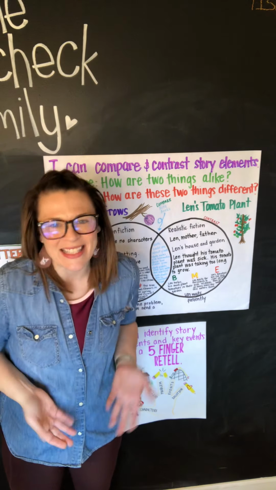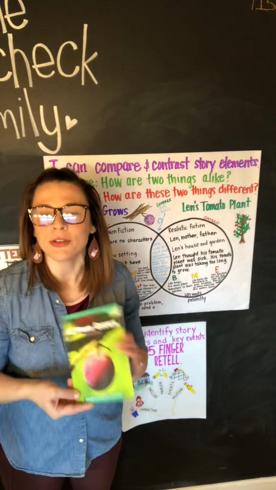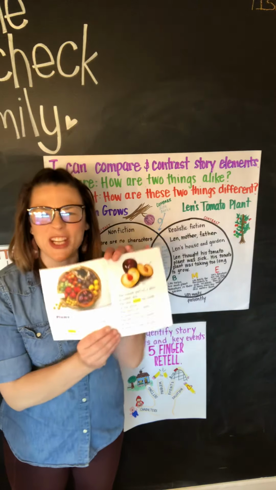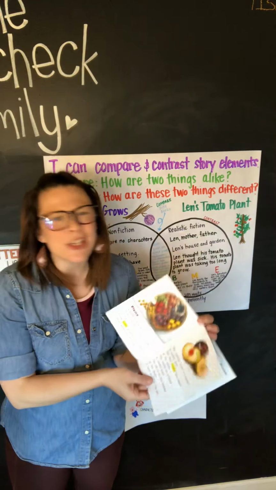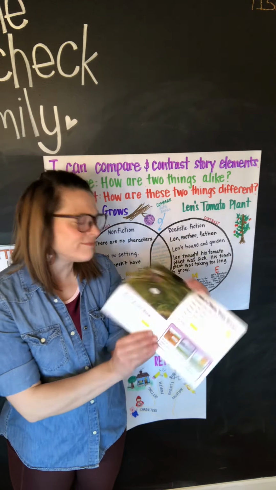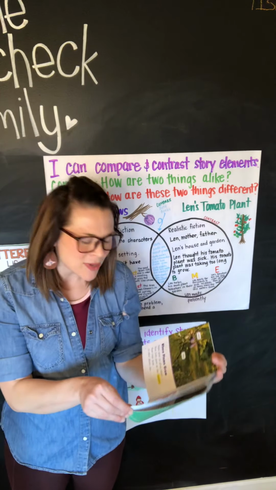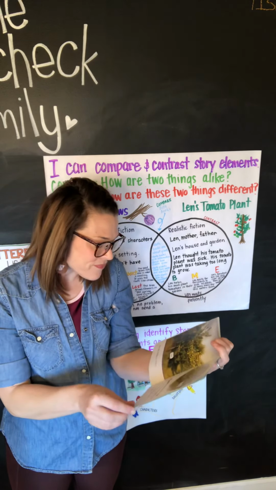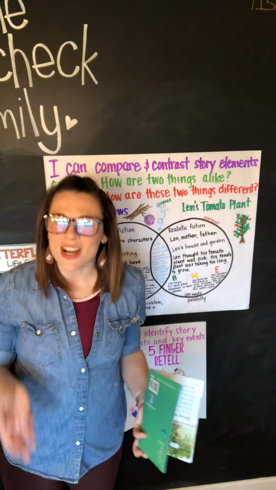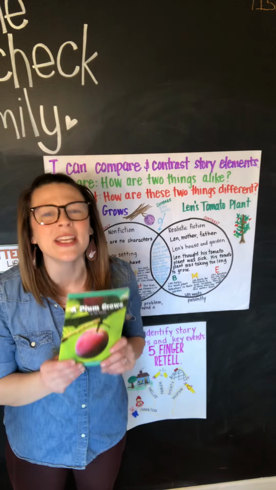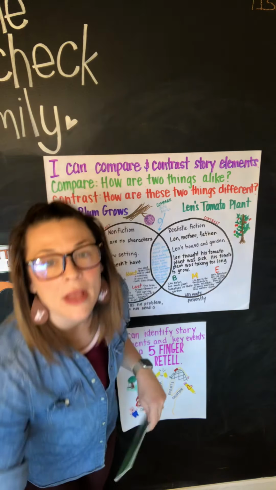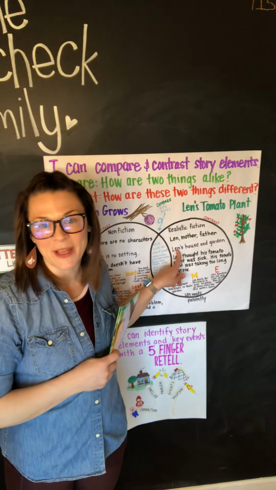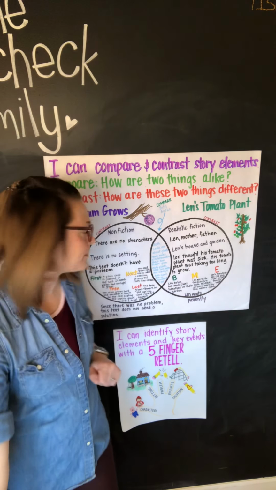I can't think of a setting because in the book A Plum Grows, it starts with pictures of plums, but it doesn't show them in a grocery store. I see a plum growing on a tree, but it doesn't really tell me where that is. Here's a plum tree farm. It says plums grow in the country, so I could put that, but it's not really a story that takes place in a certain location. Len's Tomato Plant, though, I know that takes place at Len's house and in his garden.